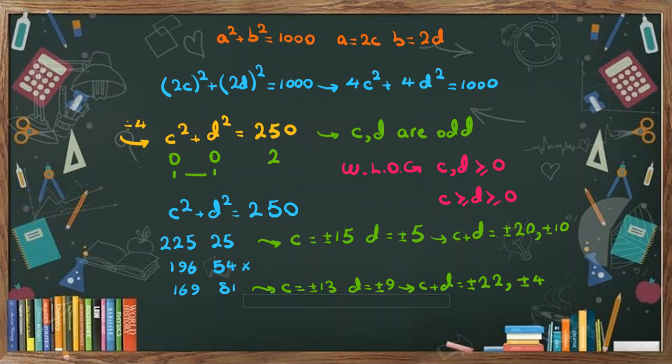Now let's consider whether we have any other cases. 12 squared is 144, and 144 plus 106 is 250, but 106 is not a square, so it's not good. 11 squared is 121, the remainder is 129, also not good. We said C should be greater than or equal to D here, so C squared is greater than or equal to D squared. So from this part, all of them are bad.